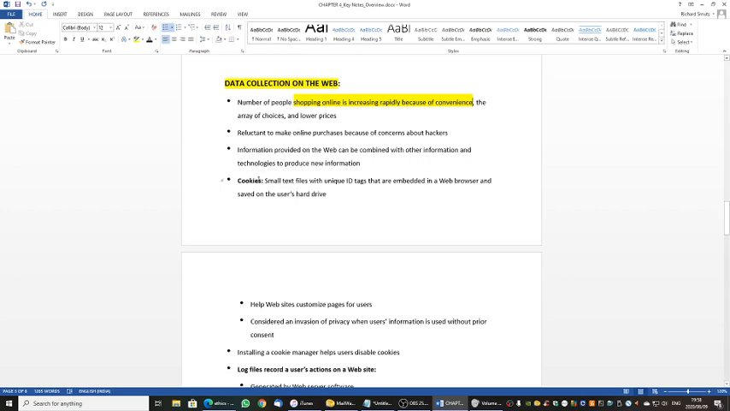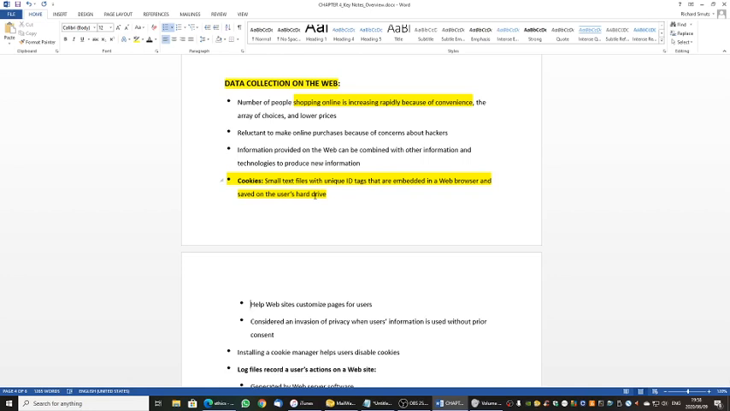I would rather talk about cookies, which is a text file. When you visit a website, it is a text file with a unique long ID that is inside your internet web browser and is saved on the user's hard drive. Cookies can both be used for friendly purposes and for malicious purposes.